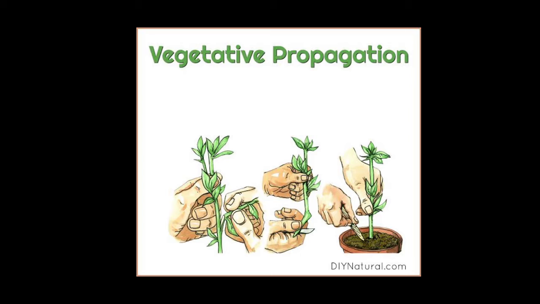Now, in case of vegetative propagation in plants, we have two major classifications of it. One, the natural vegetative propagation, and another one being the artificial vegetative propagation. So here in this particular video, we'll be focused on the natural vegetative propagation.